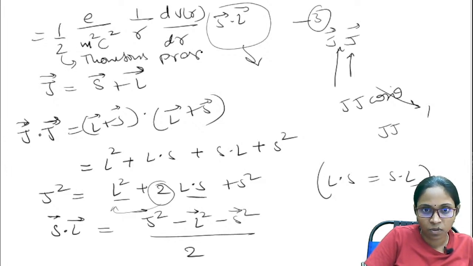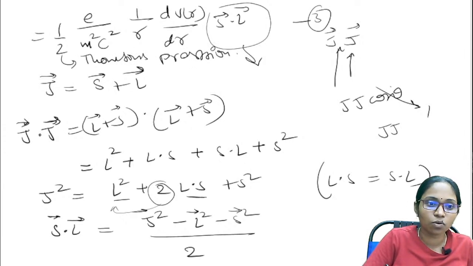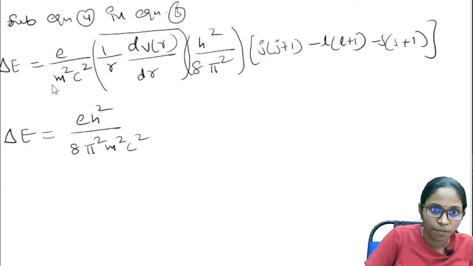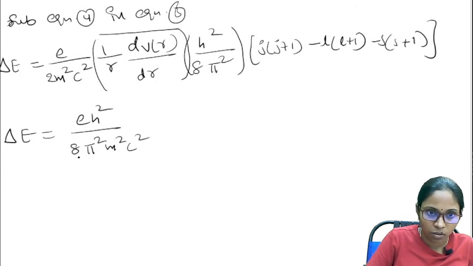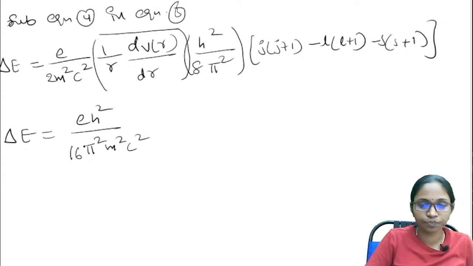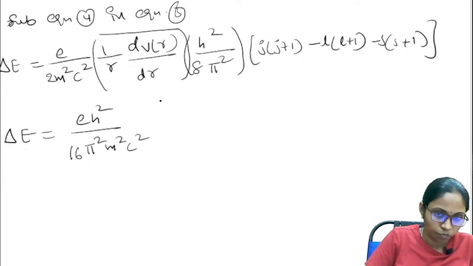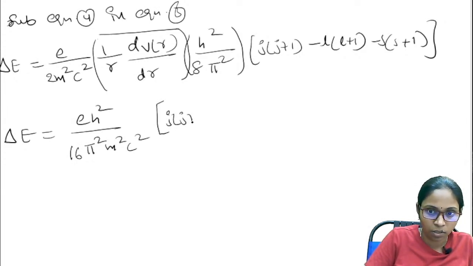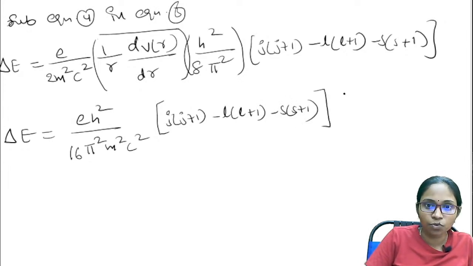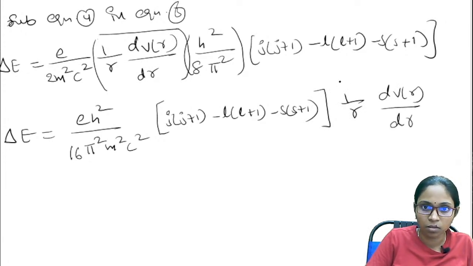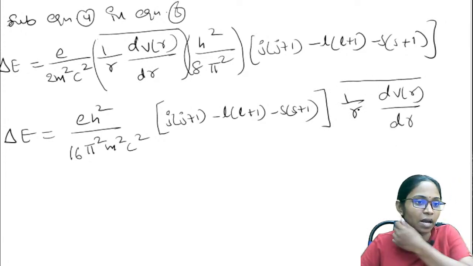Thomson's precision of the motion of the electron in the orbit, right? Therefore here we are having divided by 2. So 8 to just 60, into j into j plus 1 minus L into L plus 1 minus S into S plus 1 into 1 by r dV over R by dr. Here I am considering the average.